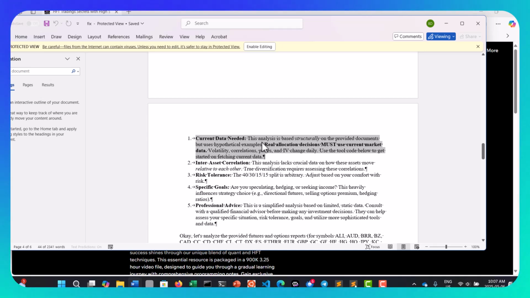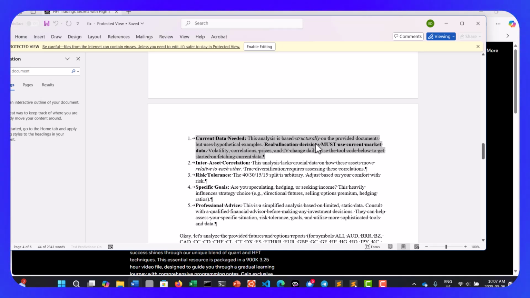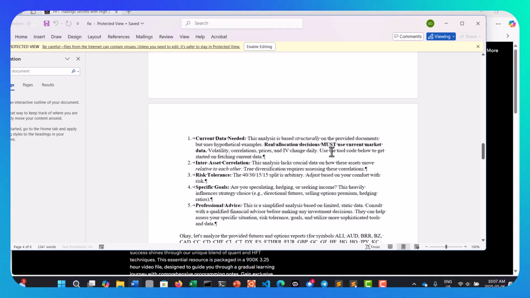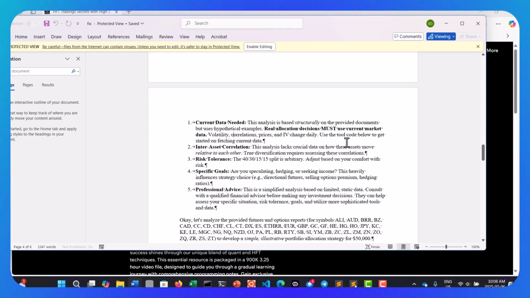So current data is needed, as I've mentioned before, and this is all hypothetical. Real allocation decisions must use current market data. We simulate the data; I've mentioned that since day one. But if there's enough of you, we can get the real data. So again, we have to deal with calculating the volatility, correlation, price, and implied volatility daily. This tool can help you out, as I've shown, with a 5-day or a 30-day simulation.